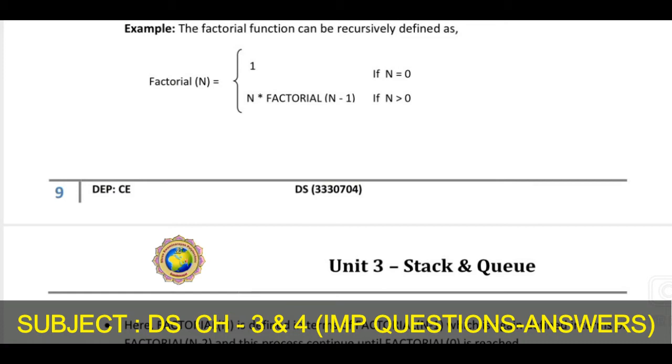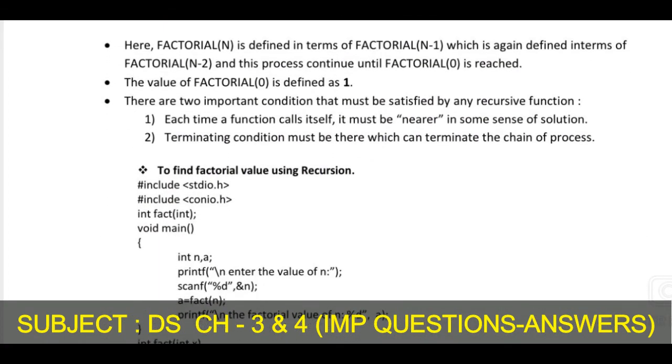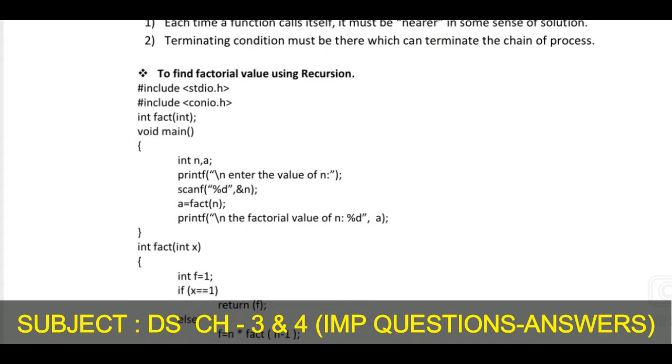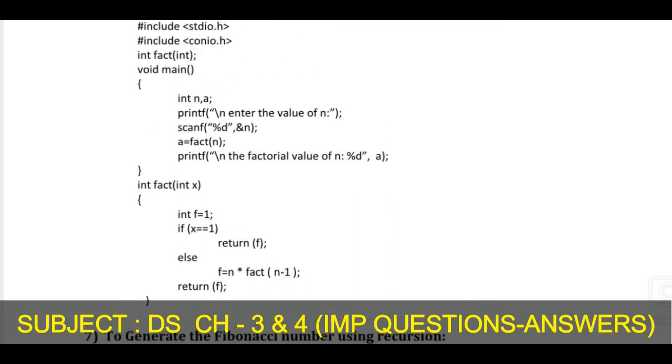So the factorial function can be recursively defined as the following function. So factorial of n is represented as 1 when n equals 0, and n multiplied by factorial of n minus 1 when n is greater than 0. So this is the factorial concept. Then how to find the factorial value using a recursion function. So this is our practical performance about finding the factorial value using recursion.